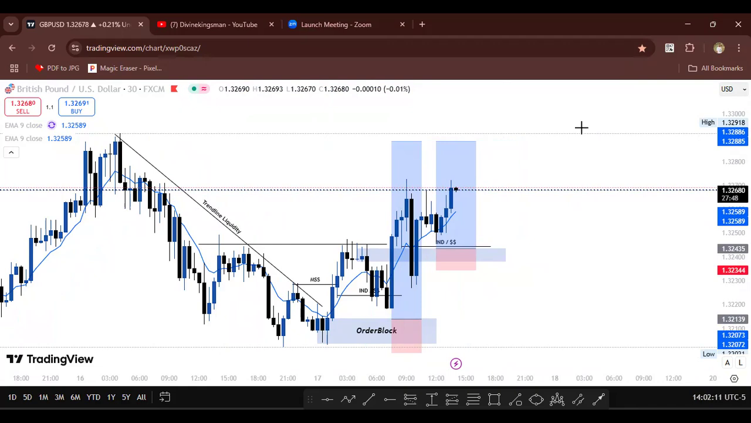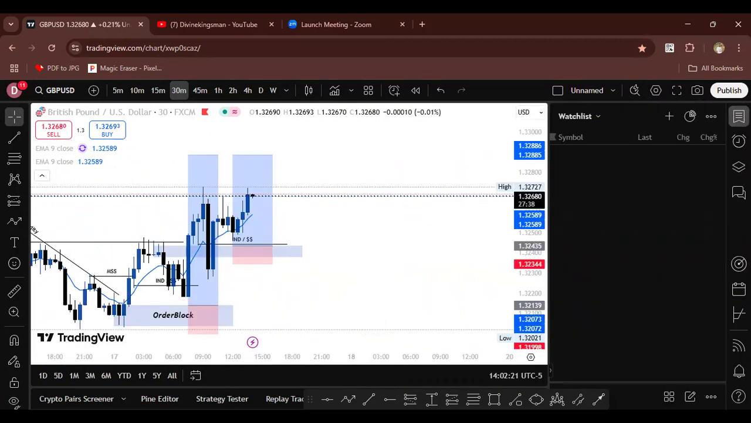Yesterday we were talking about candlestick patterns, and I will just do a quick review. Today we'll also be talking about two other candlestick patterns.